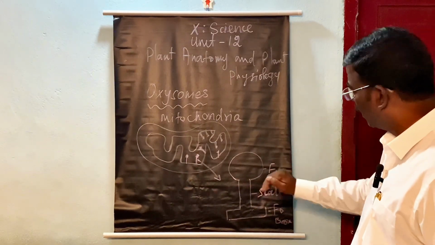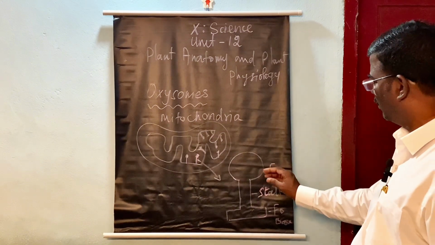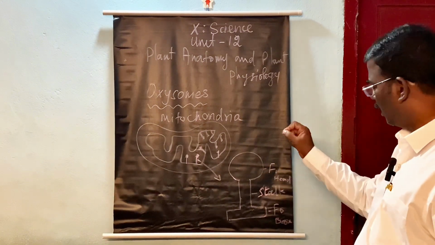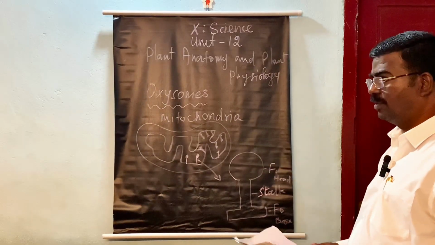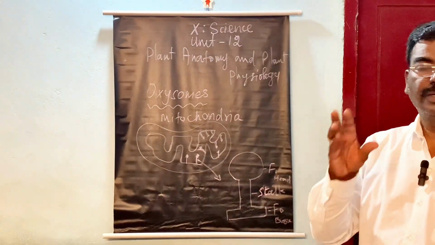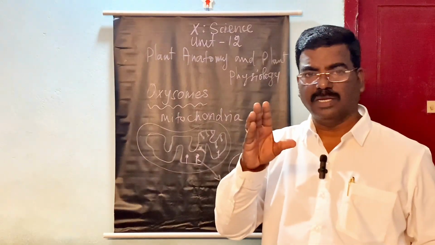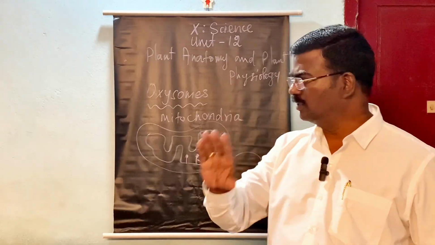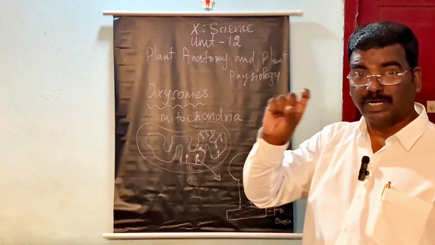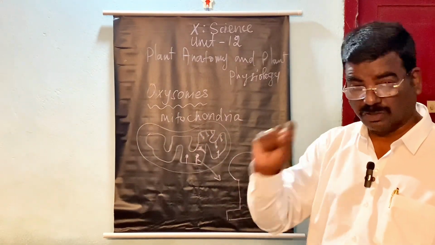Then these oxysomes have a very important use. Oxysomes are used to prepare ATP, that means adenosine triphosphate, the energy substance in the cell. So this is the answer for the first question, define or what is oxysomes.